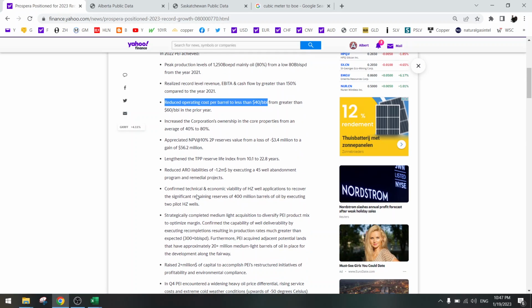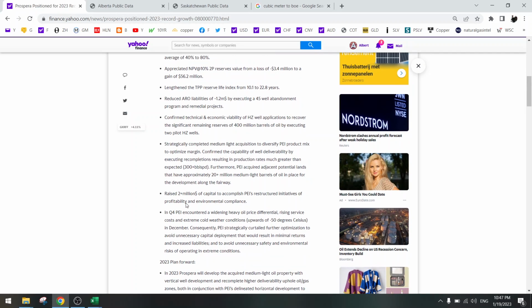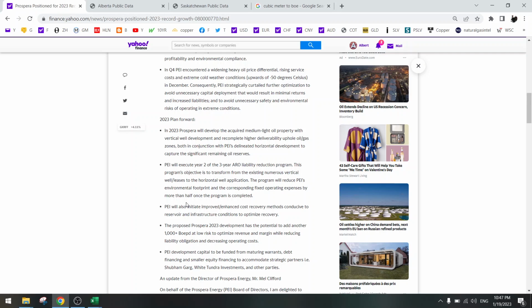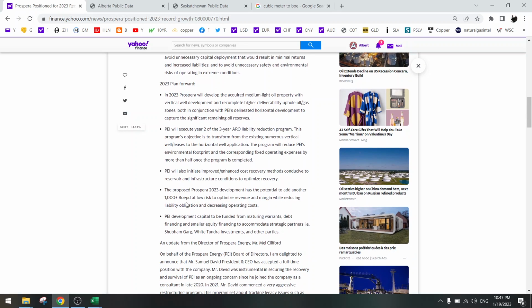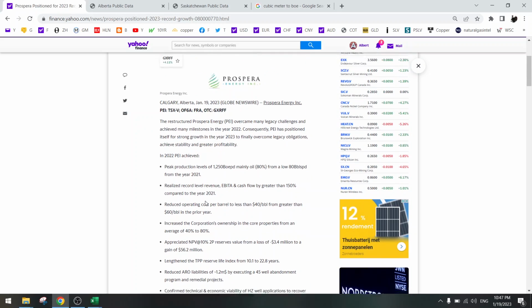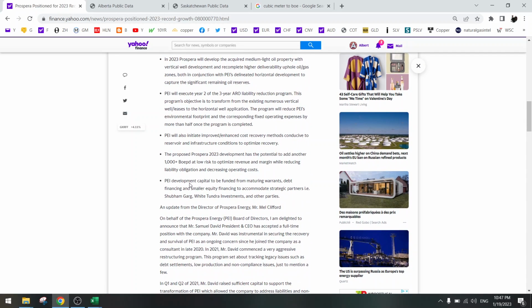Also important is that they will add another 1000 BOEs for this year. So 1000 plus. So they will probably go to 2000 BOEs for this year. So another double. Very good news.